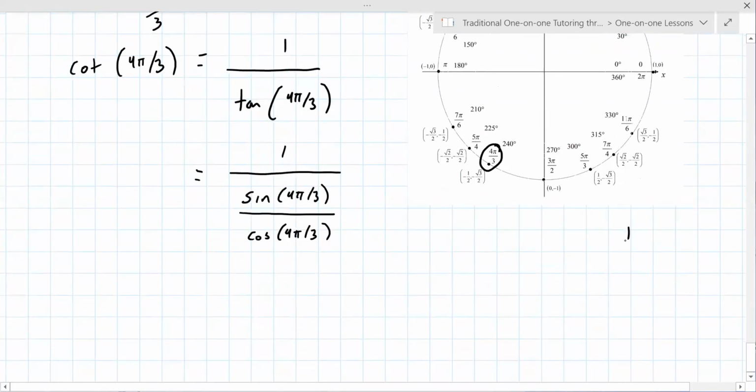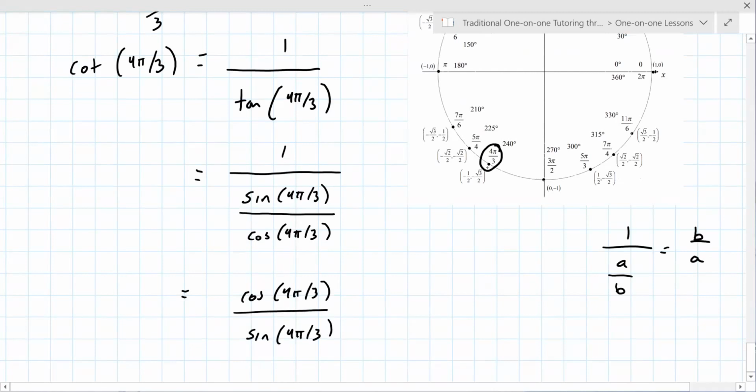And whenever you have a fraction like this, whenever you have 1 over a over b, you flip the fraction, so it becomes b over a. So in this case, it becomes cosine 4 pi over 3 over sine 4 pi over 3. So now we go back to our unit circle and we look at these 2 points. The x value is the cosine, the y value is the sine. So it's minus 1/2 over minus square root of 3 over 2.